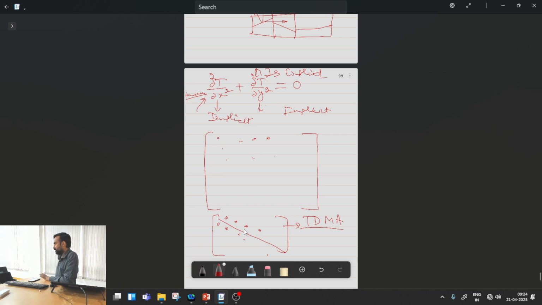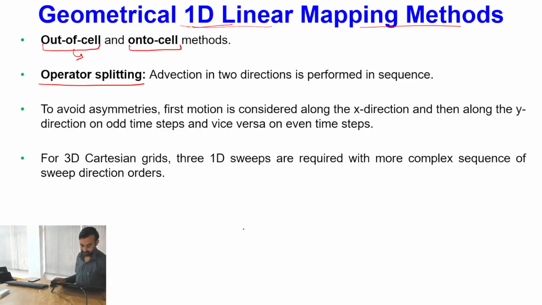Is this point clear? I am not explaining this in detail, just trying to recall it for you, because the majority of you have taken the course on CFD, and in CFD we do talk about the alternate direction implicit scheme. What we do there is, the first time we take one direction explicit and the other direction implicit, and the second time we take the second direction explicit and the first direction implicit. This is how we go for the ADI scheme, the alternate direction implicit scheme.